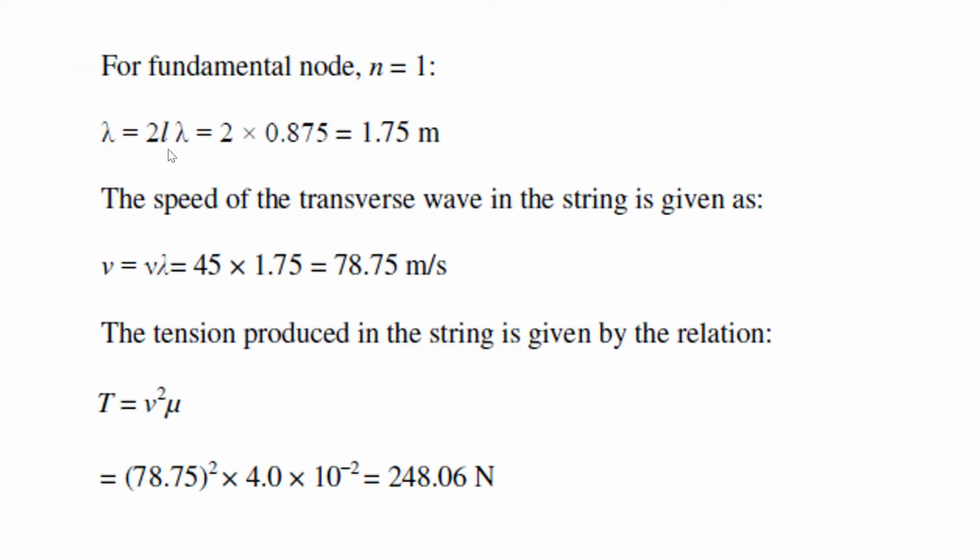So lambda equals 2L. Easily you can find out lambda because L is known to us. We just found 2 into 0.875, which is 1.75 meter. Now, what is the speed? We know v equals nu lambda. This is frequency, this is wavelength. Frequency is known to us, 45. Lambda also we just found out. Put it here. The speed of the transverse wave is this much.